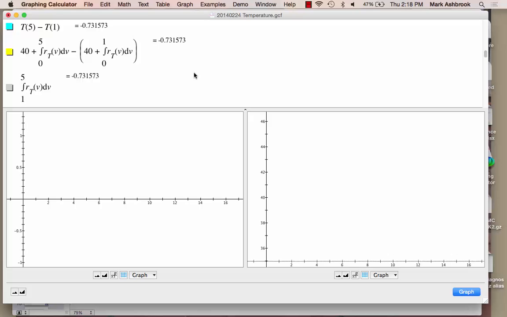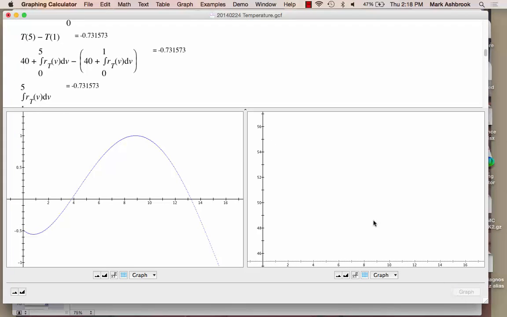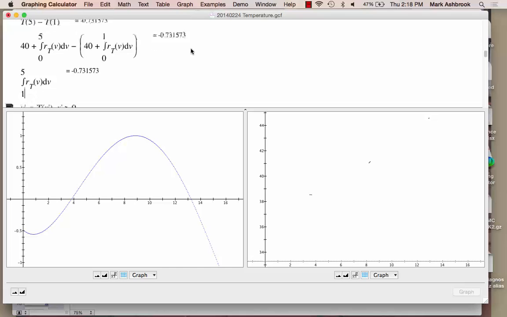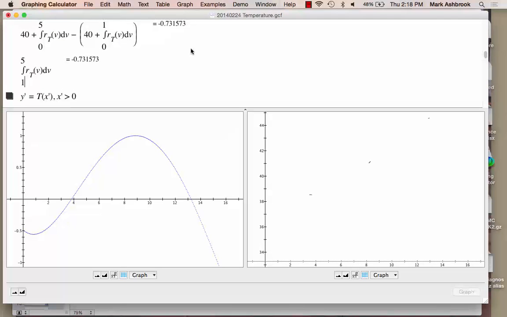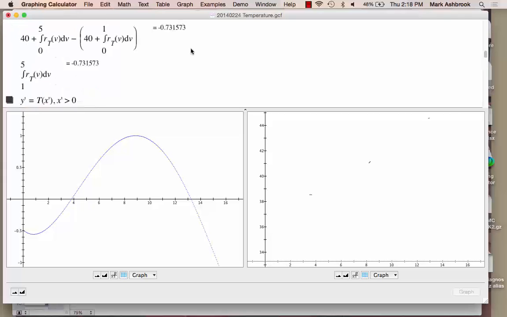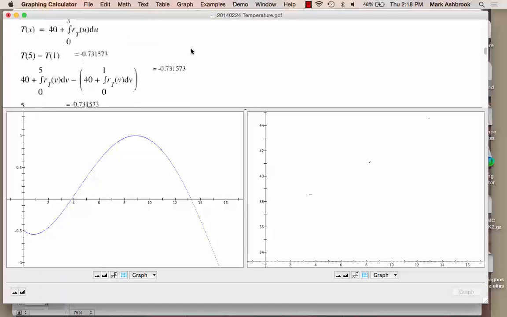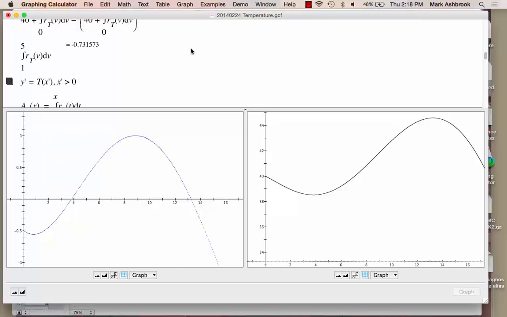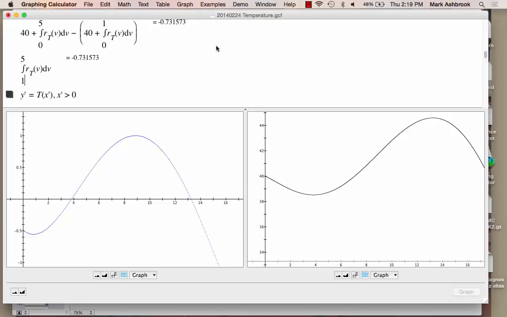So the last one, do I need to be looking at the temperature function? Where is the temperature function? Oh, it's gone. Where are you? Did I turn it off? I turned it on. Oh, there it is. Okay.